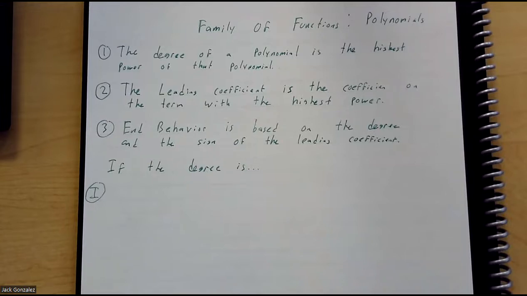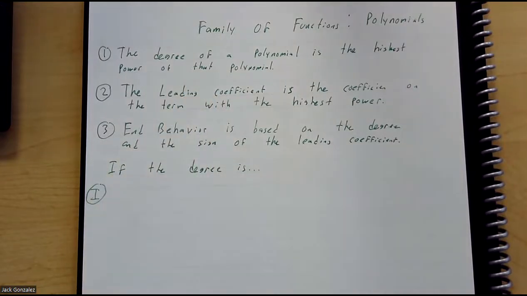So the degree of a polynomial is the highest power of that polynomial. You just look at each term, look at the highest power. That is your degree. The coefficient on that term with the highest power is going to be your leading coefficient. In the homework, they're going to ask you what's the degree and what is the lead coefficient.